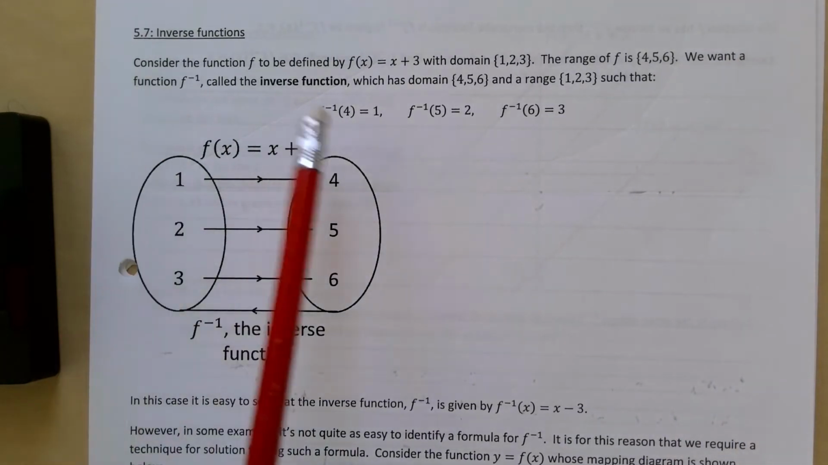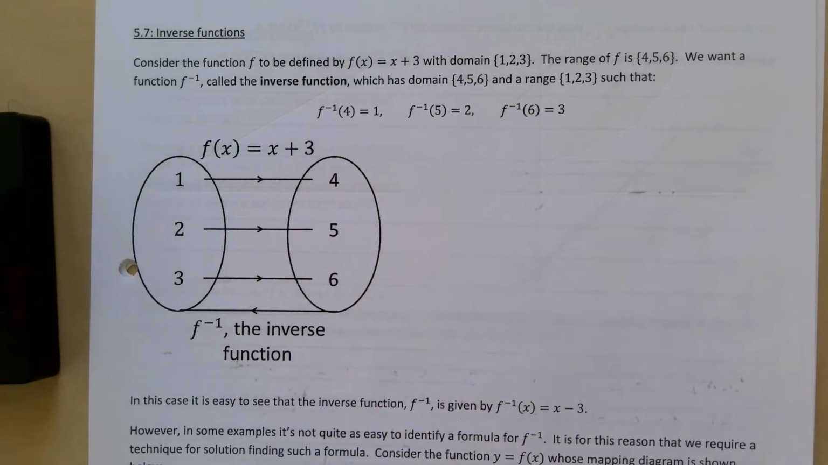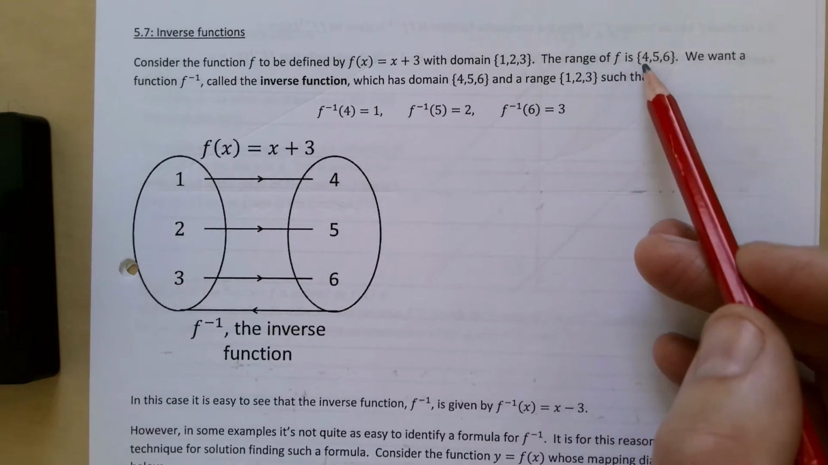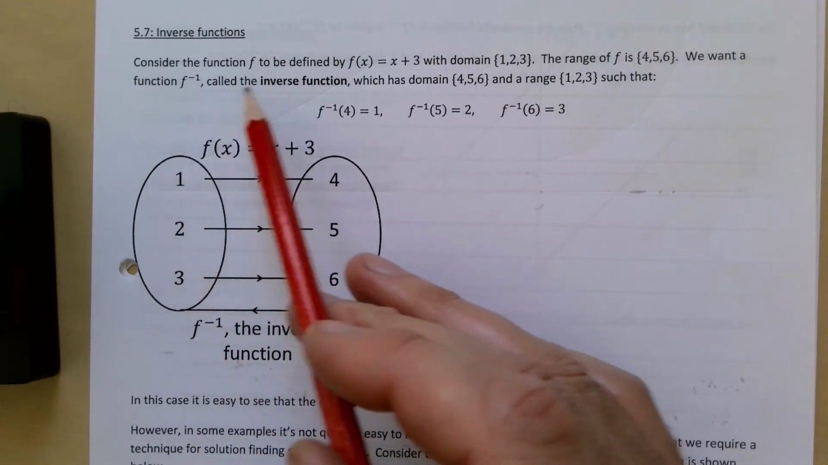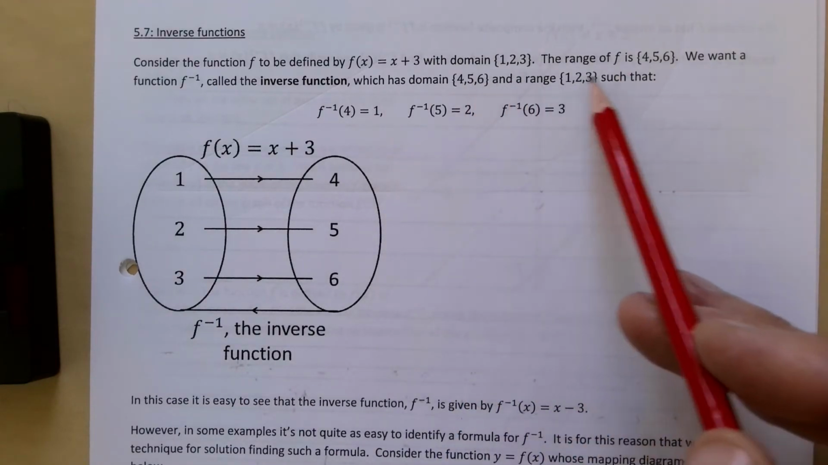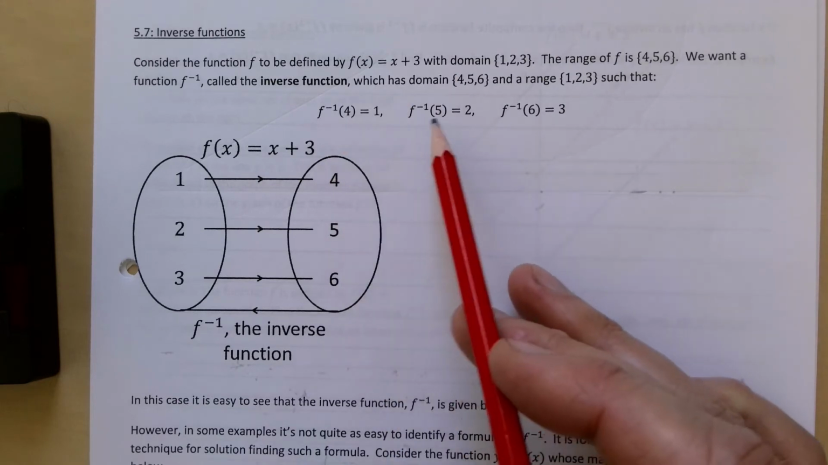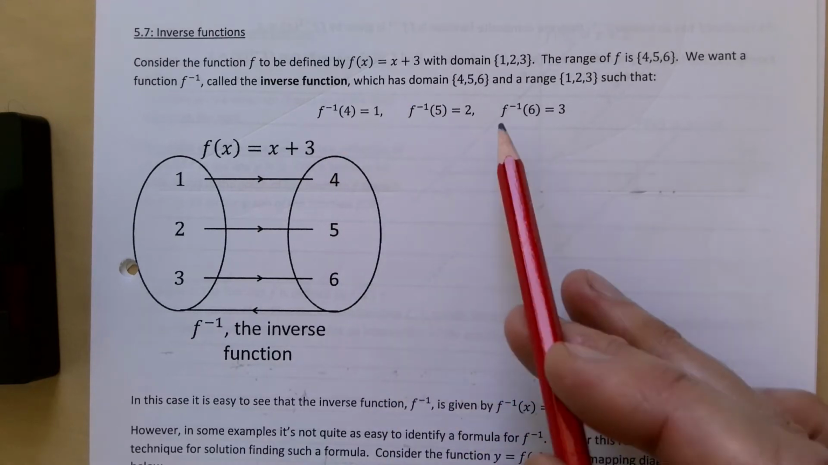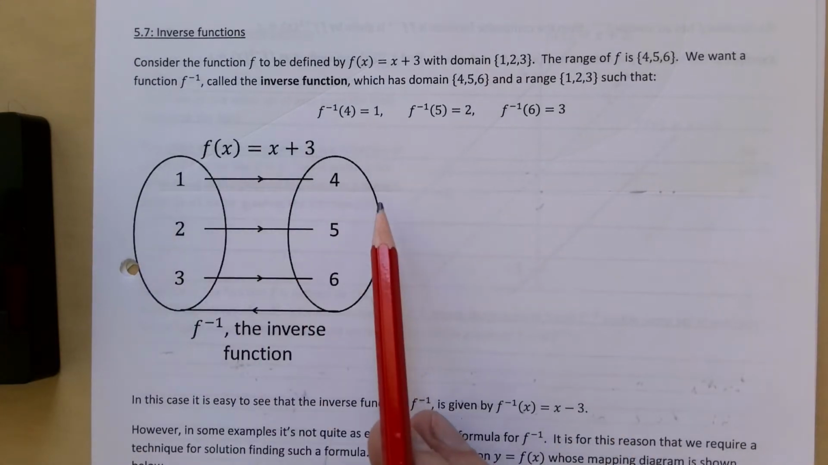So consider the function f defined by f of x equals x plus 3 with the domain 1, 2, 3. The range then, of course, is going to be 4, 5, 6. We want a function f to the minus 1, called the inverse function, with domain 4, 5, 6 and range 1, 2, 3, such that f to the minus 1 of 4 gives us 1, f to the minus 1 of 5 gives us 2, and f to the minus 1 of 6 gives us 3. It's a function that takes you back again from the original point.